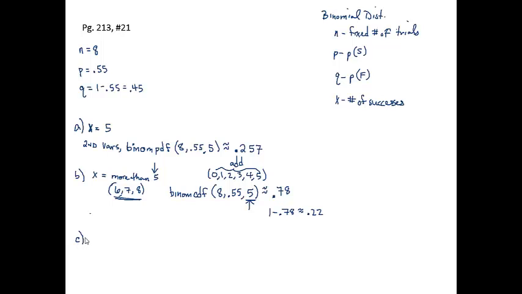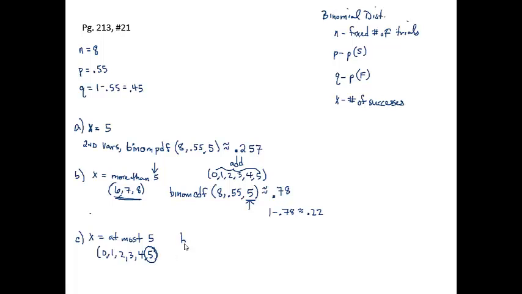Alright, part C. It says at most 5. So x in this case is going to be at most 5. Now when I say at most 5, I'm including 0, 1, 2, 3, 4, 5. So it wants all of those below 5, including 5. Which means I'm just going to do my CDF and I'm going to input 5 in for x.